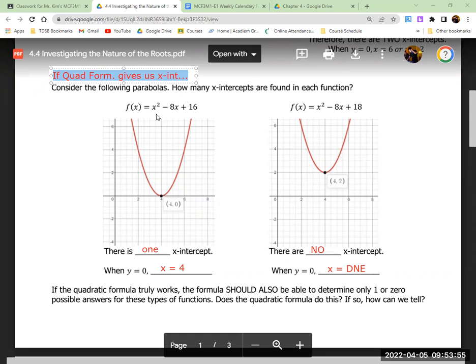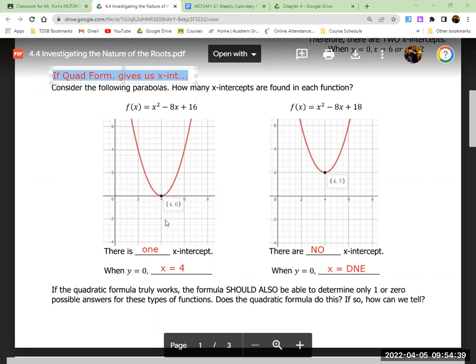So let's try it. Taking the first equation, I'm going to take x squared minus 8x plus 16 and plug it into the quadratic formula. What do I expect? How many answers do I expect? If I plug these numbers in, I should only get one x-intercept, only one answer, right? So the quadratic formula is supposed to give us these, but for this graph, it better give us one.